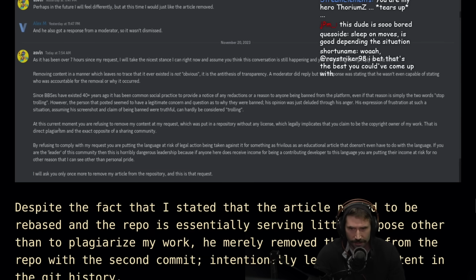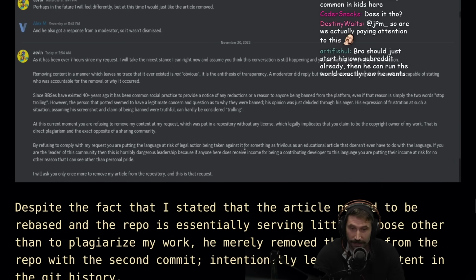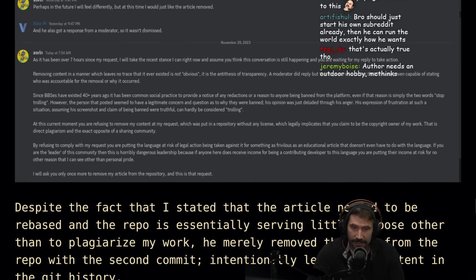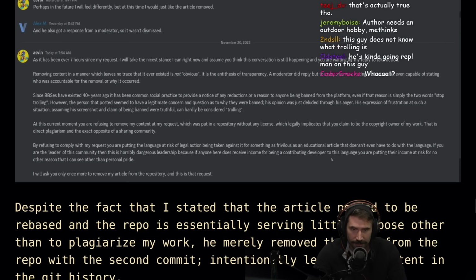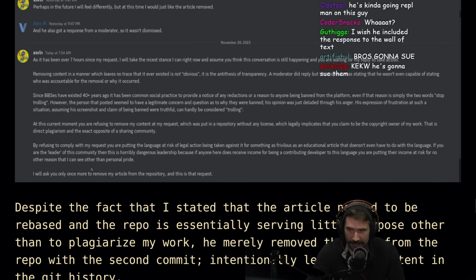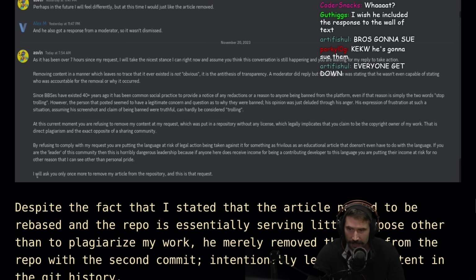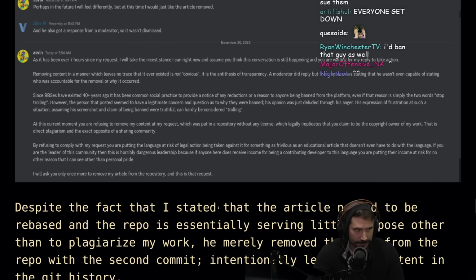So, also not necessarily a great way to get things going here. By refusing to comply with my request, you are putting the language at risk of legal action being taken against it for something frivolous as an educational article that doesn't even have to do with the language. If you are the leader of this community, then you are a horribly dangerous leader, because if anyone here does receive income from being a contributing developer to this language, you are putting their income at risk for no other reason that I can see other than personal pride. I will ask once more to remove my article from the repository. And this is that request.